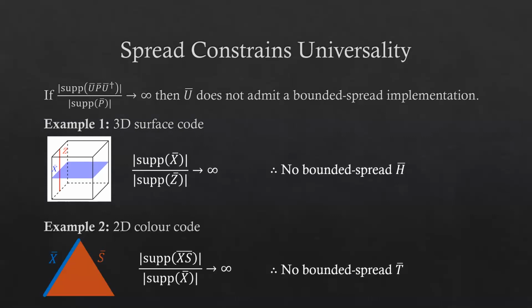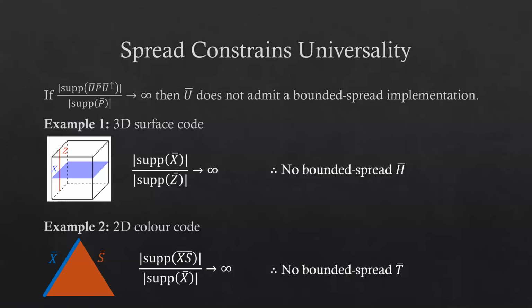As a second example, we can consider the two-dimensional color code. The two-dimensional color code has a logical X operator supported on a line, while the Clifford phase operator logical S is supported on the whole of the code. This means that the ratio of the support size of XS to logical X again scales with the code distance and goes to infinity as the code distance increases. This means that we can't have a bounded spread logical T gate on such a code, since the T gate maps X to XS. Again, this is consistent with the understanding that implementing non-Clifford gates in 2D codes cannot be done by standard means. Indeed, we show in general that it can't be done by bounded spread channels.